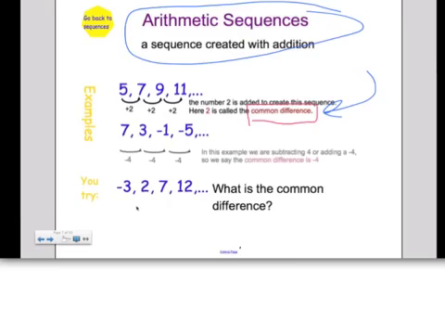So for this next one, you see that we're actually adding a negative 4, or subtracting 4 to get from term to term, meaning our common difference is negative 4. So for that one, our next three terms would be negative 9, negative 13, and negative 17, because that's what happens when I go negative 4 more every term. So go ahead and give the next problem a try.